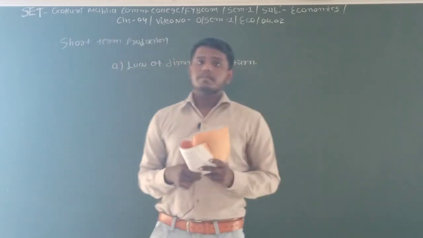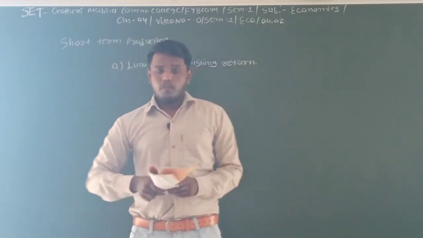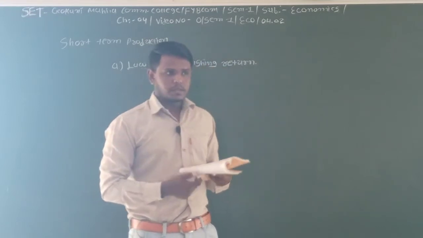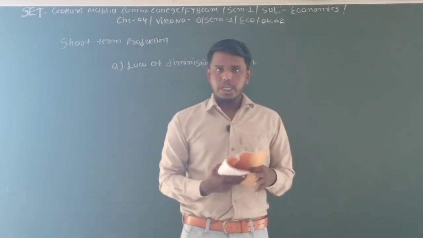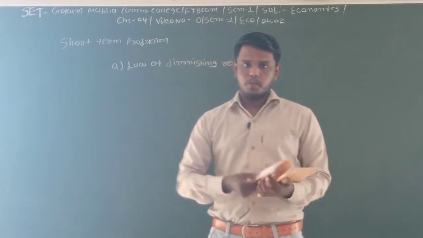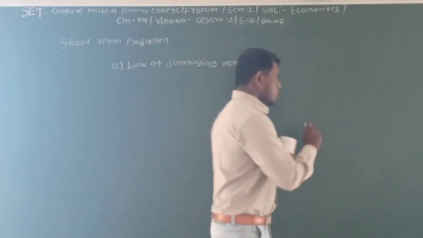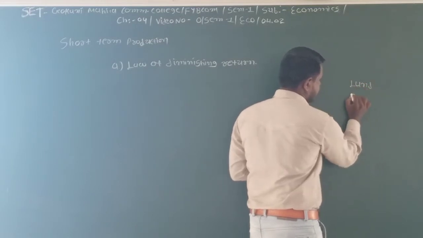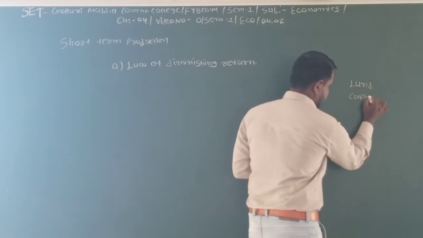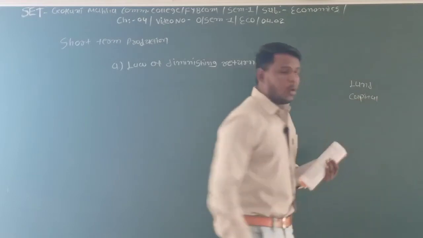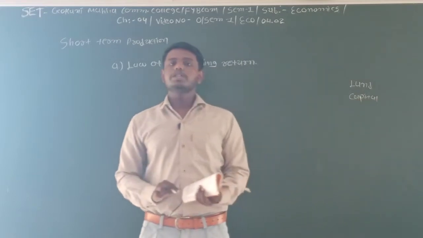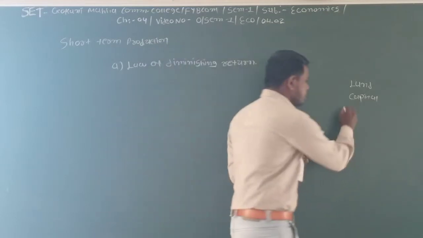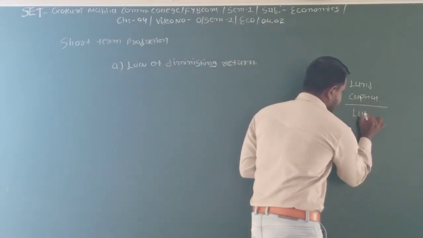So in the first point, the law of diminishing return is given. It means when you change any one factor of production, there are no changes in land and capital. On these two factors, no changes occur. After that, the third is labor.